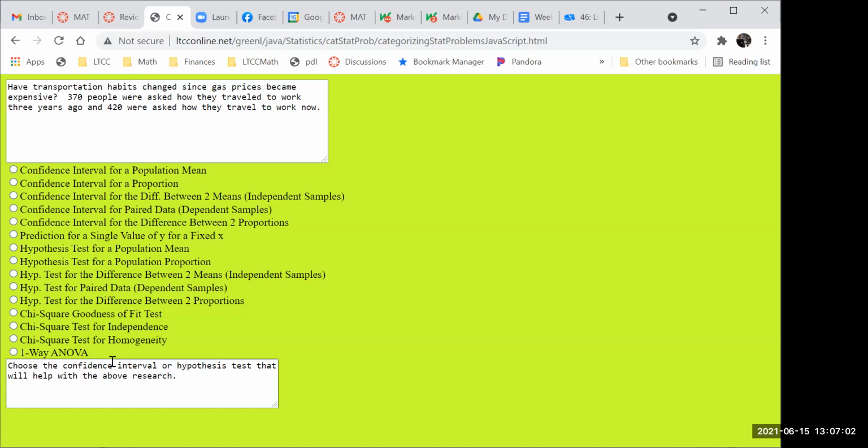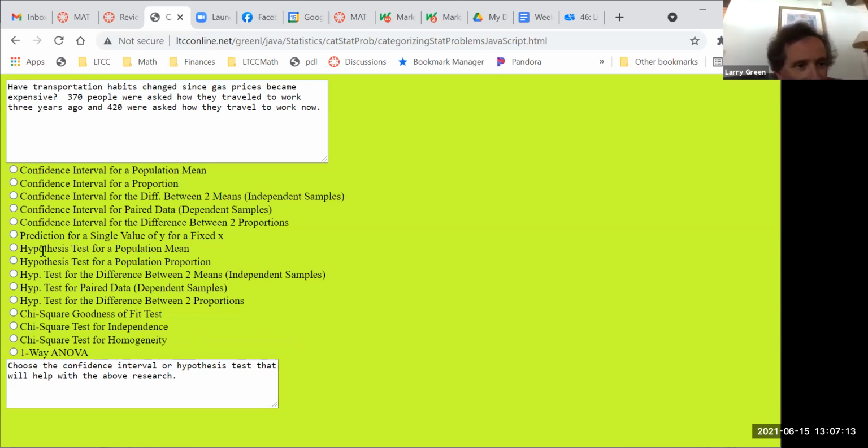You can say it or put it in the chat box. Is it a hypothesis test for the difference between two proportions? Okay, let's try it. So I'm going to click on hypothesis test for the difference in two proportions. And I click on it.